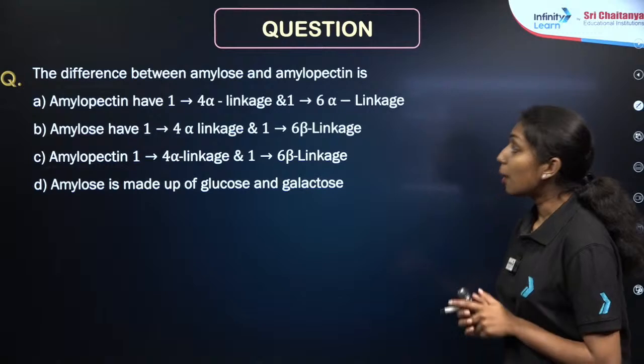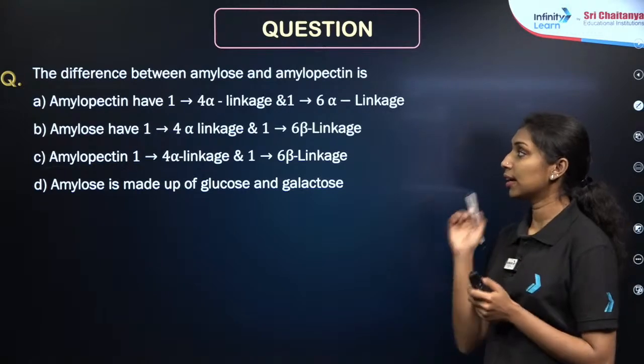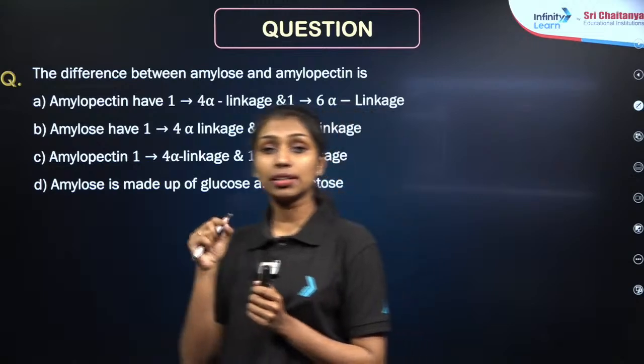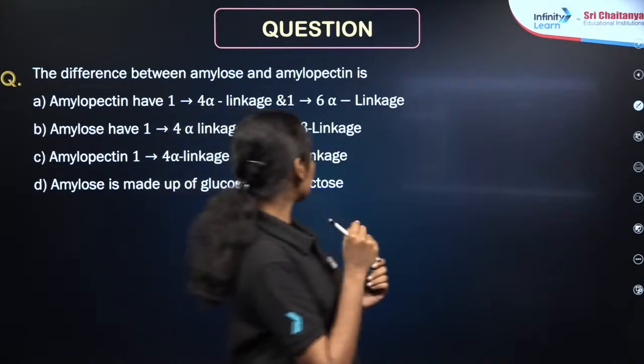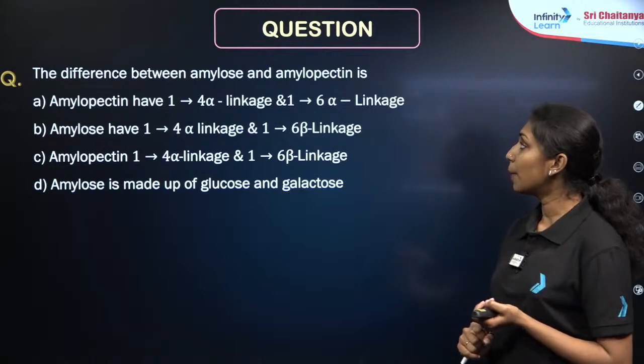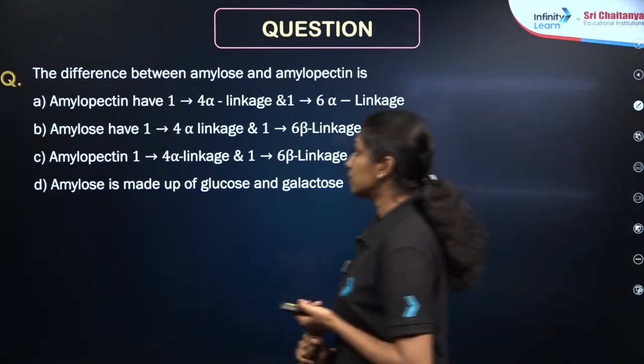The difference between amylose and amylopectin is? These amylose and amylopectin are the two parts, right? Water soluble and water insoluble part in the case of starch molecule. What are the major differences between the amylose and amylopectin?